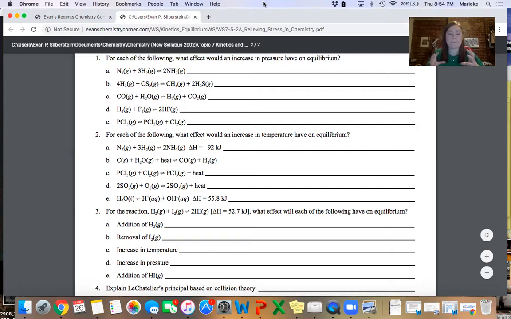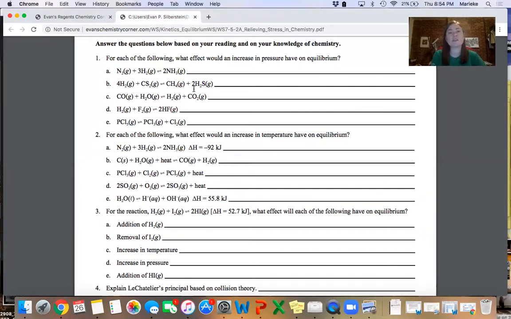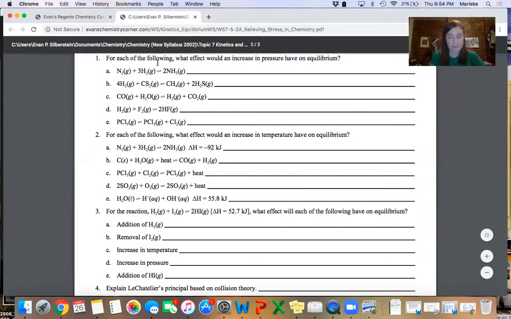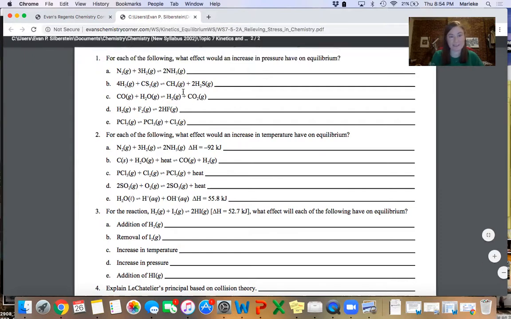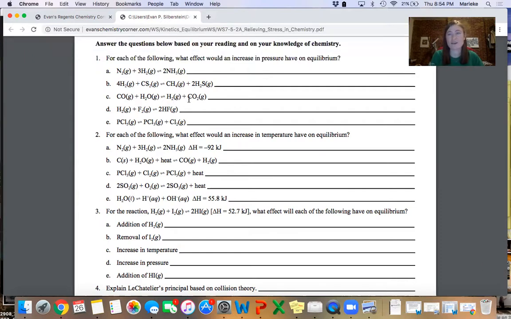The way it does that is it shifts to the side that has fewer moles of gas. The fewer moles of gas you have, the less pressure they're exerting. So for 1A, we've got 4 moles of gas on the left and 2 moles of gas on the right. If you increase the pressure, the equilibrium is going to shift to the right. Just quickly going through the rest of these: for B, you've got 5 moles of gas on the left and 3 moles on the right, so equilibrium is going to shift right. For C, you have 2 and 2.